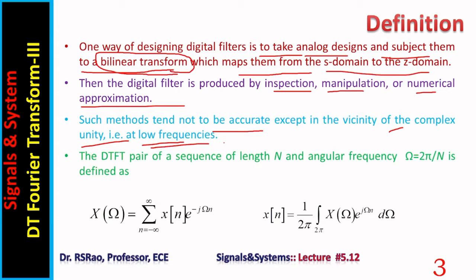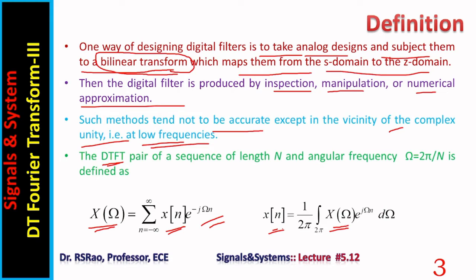Now we consider the definition of DTFT. The DTFT of a sequence x of n is usually indicated by X of omega. By definition, it is equal to the sum over n equal to minus infinity to plus infinity of x of n e power minus j omega n. The inverse DTFT gives x of n from X of omega.